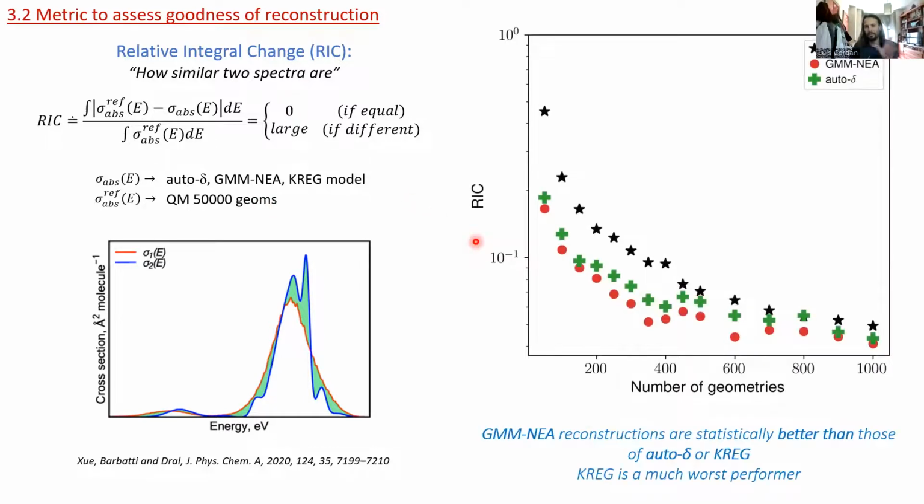What you can see is that when you use a lot of geometries for the reconstruction, the spectral reconstruction is better and better, and this is obvious. But the most important fact in this graph is that GMM reconstructions are statistically better than those of Autodelta and especially the Craig model. In fact, the Craig model is a much worse performer overall at small data sets, so a small number of reconstruction geometries.